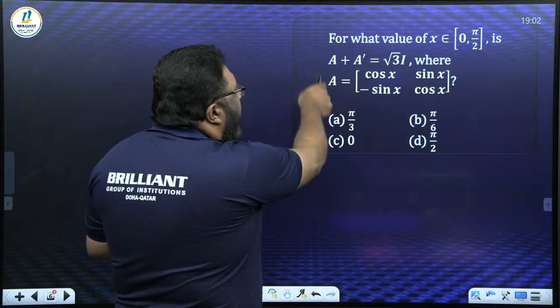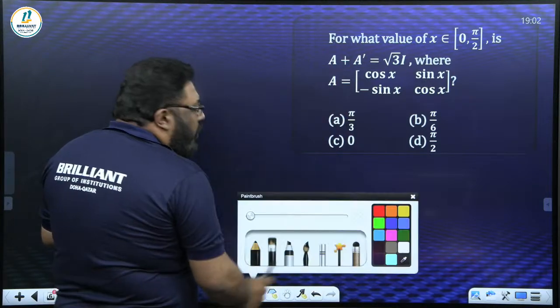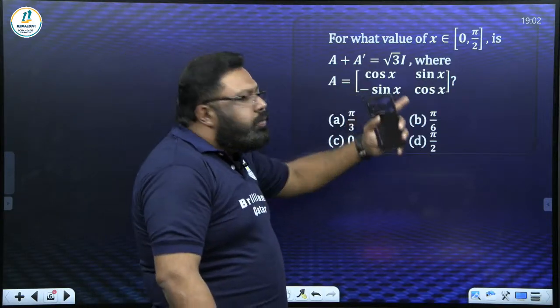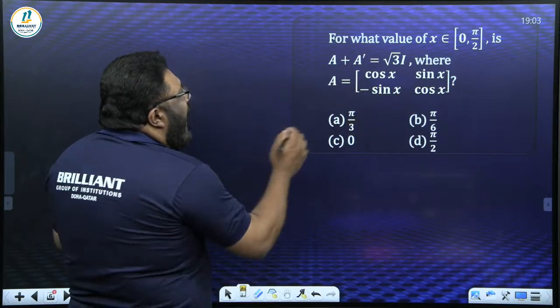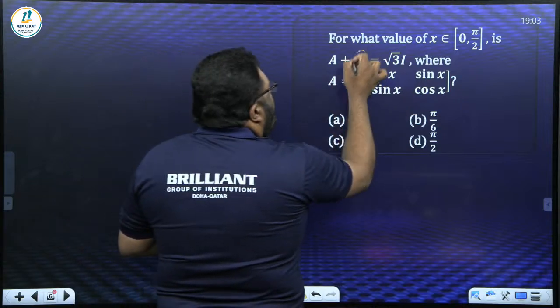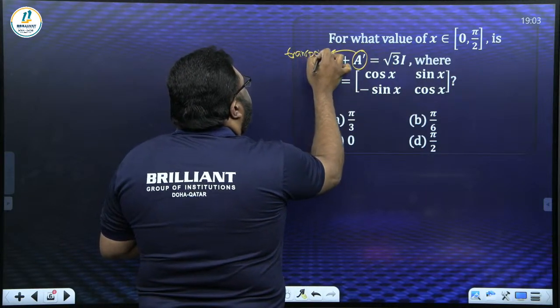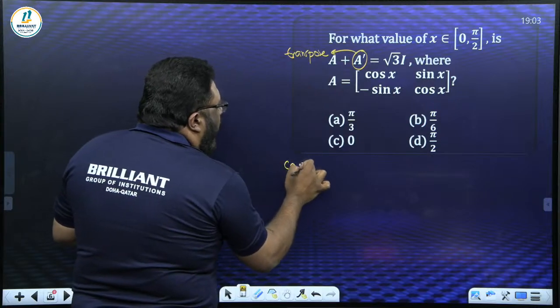They're saying that A plus A dash is equal to root 3 I. It's a common question nowadays to bring trigonometry inside matrices. So what happens with A plus A dash? You know that A dash represents what? Transpose. A dash represents transpose. So add A and A dash.